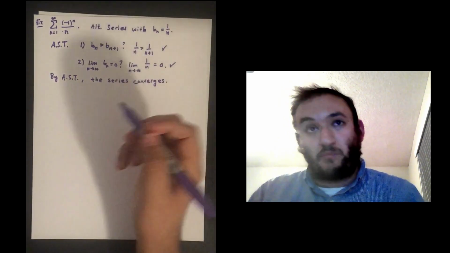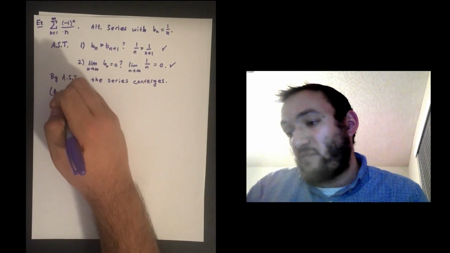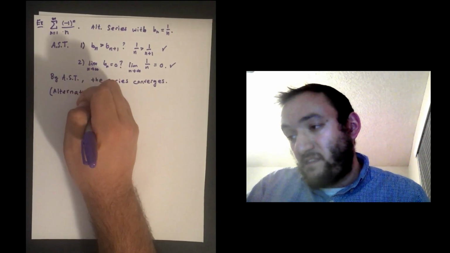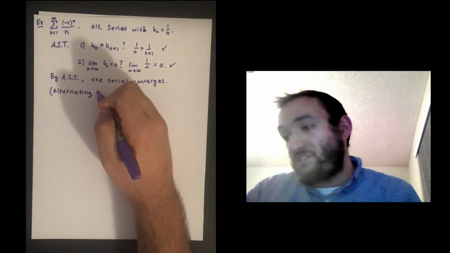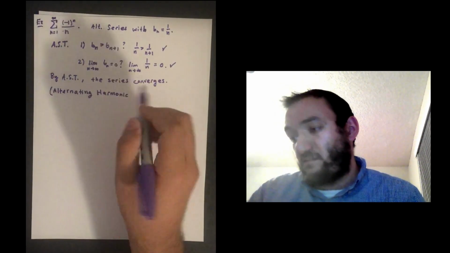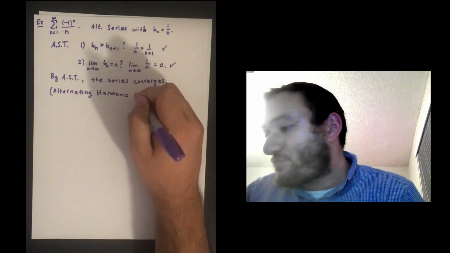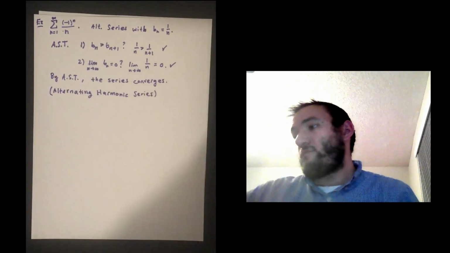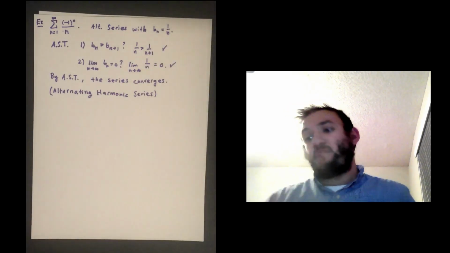So that's quite simple. And this, by the way, is called the alternating harmonic series. Unlike its cousin, the harmonic series, which diverges, this one converges. And that's the power of the alternating factor here. Okay. Let's look at another example.